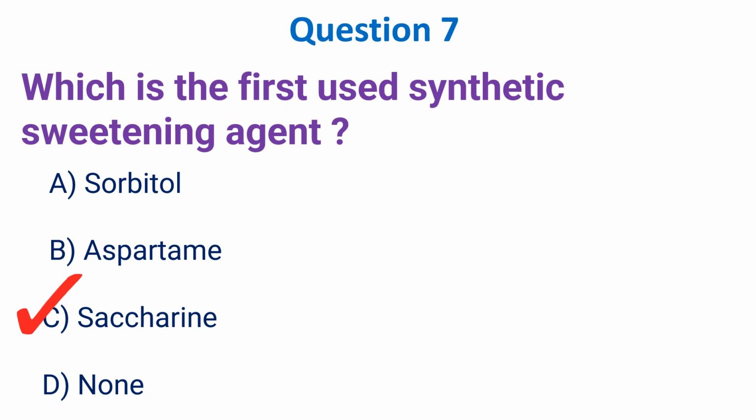It is widely used. The other artificial sweetening agents such as sorbitol, it is 600 times sweet and is naturally occurring. And aspartame was discovered in 1965, which is 200 times sweeter than normal sucrose.